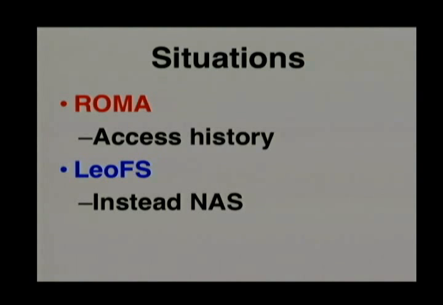And what kind of situation is good for them? ROMA is, I think, good for access history or something like that, and LeoFS is good as a replacement for NAS to reduce cost. So why don't you touch them? Please try them and enjoy hacking. Thank you.